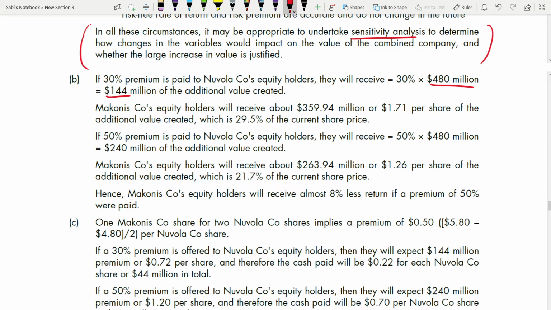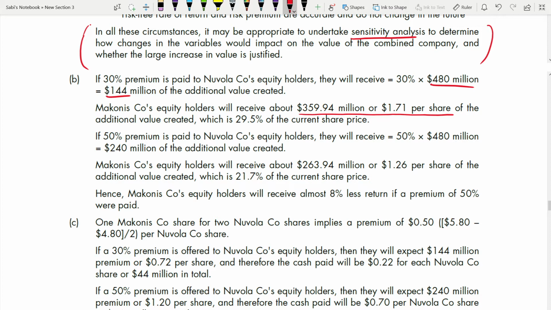What about Makonis? We have to talk about Makonis as well. How much is he going to receive under 30% premium? Makonis company's equity holders will receive about this. Or if you take it as a share, 1.71 per share. Basically 359.94 divided by number of shares. Of the additional value created, which is 29.5% of the current share price.